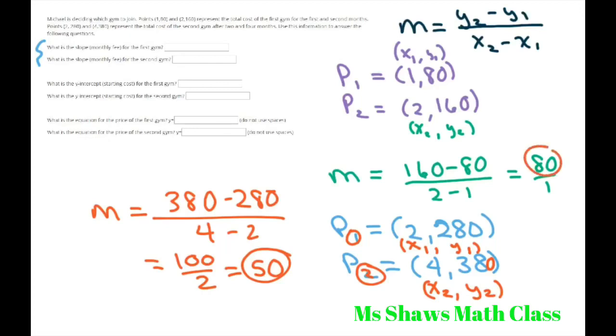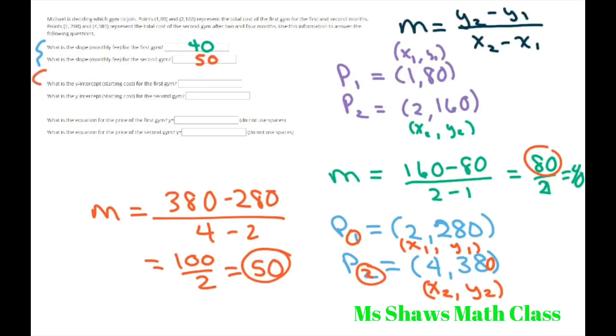That's your monthly fee. So the first gym, that's 80 divided by 2, which is 40. So your first gym, the slope is 40, and your second gym, the slope is 50.